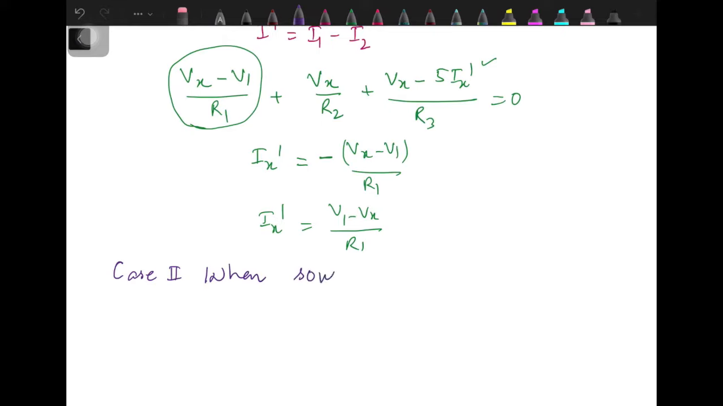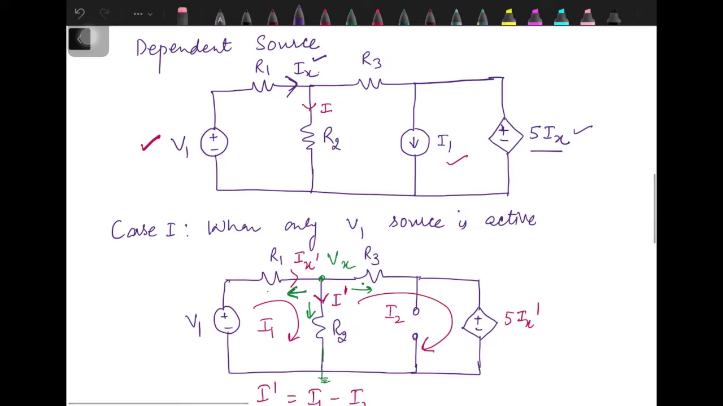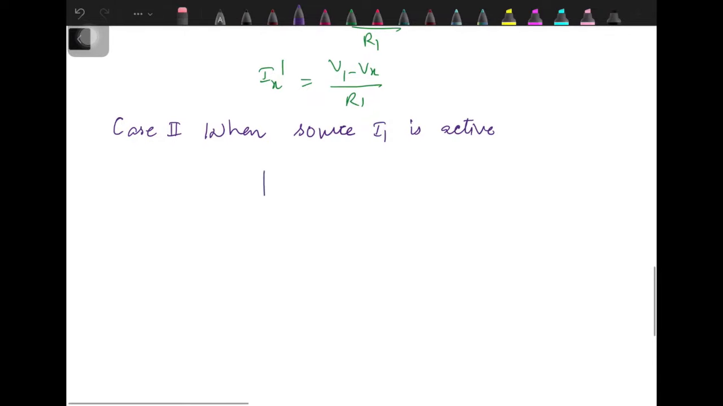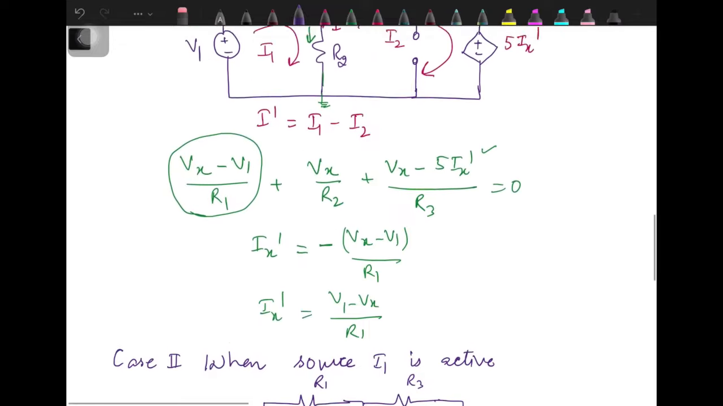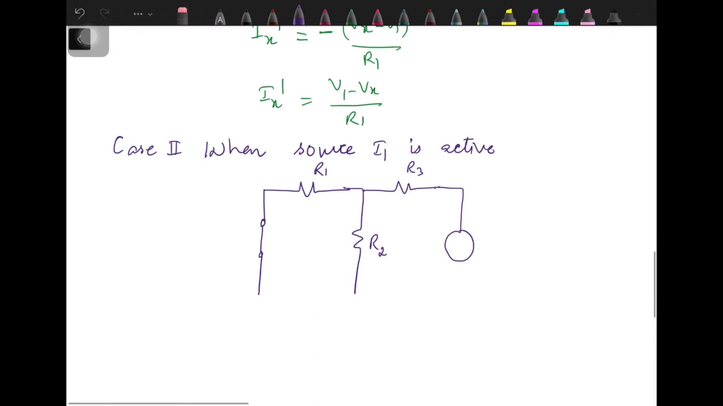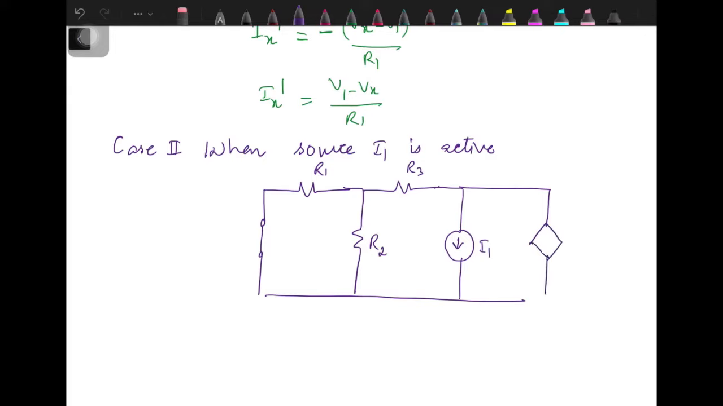when source I1 is active. When source I1 is active, this voltage source V1 has to be replaced by a short circuit, and then we have three different resistances. Here we have a current source, then we have a current dependent voltage source.